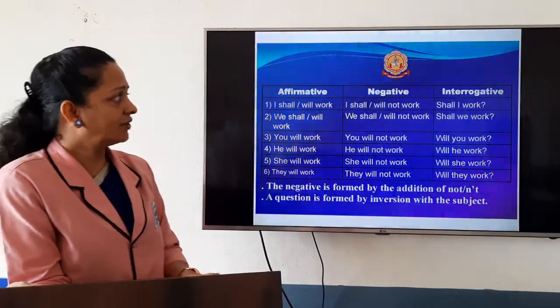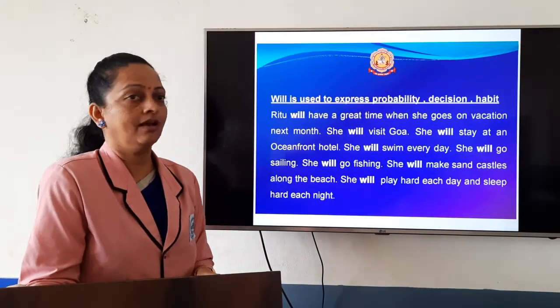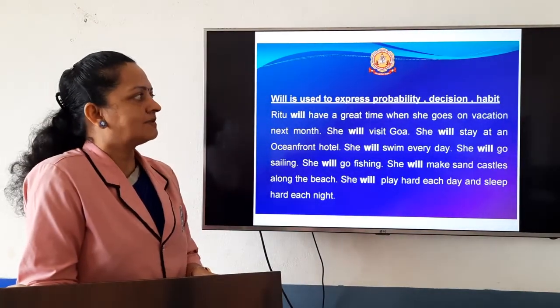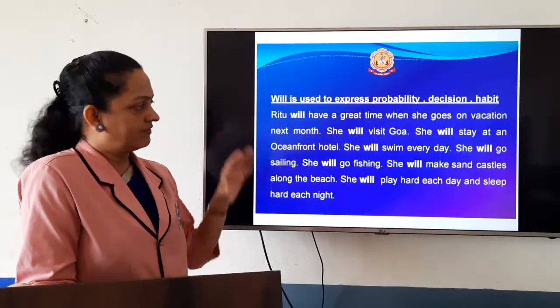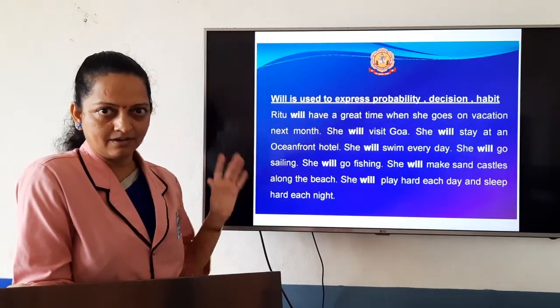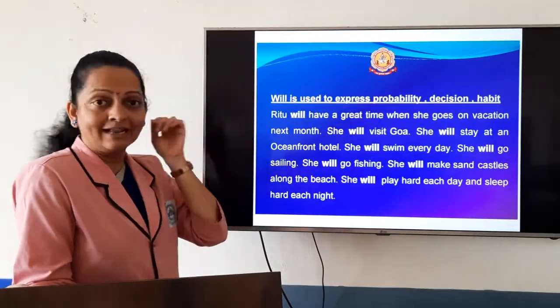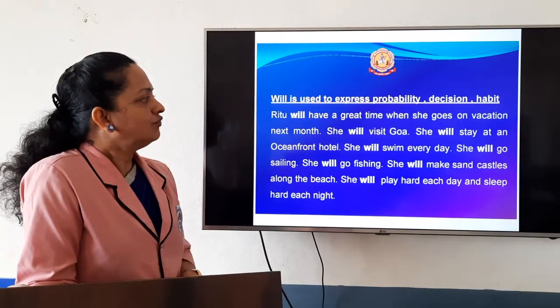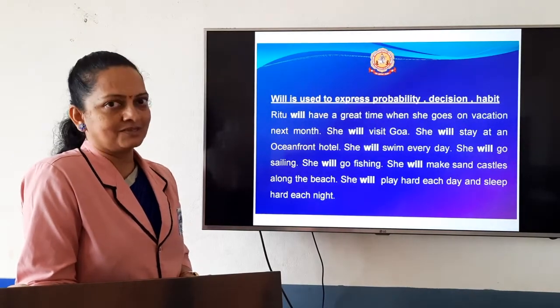Next we'll start with will. Now, when to use will? Will is used to express probability, decision, habit. I have given here a small paragraph where I have used will, and normally this paragraph is telling about a decision. Ritu will have a great time when she goes on vacation next month.